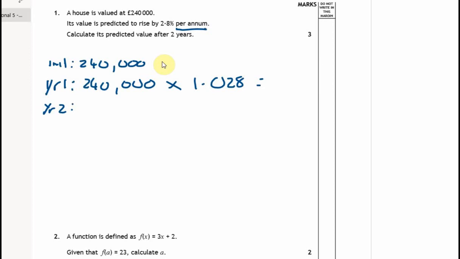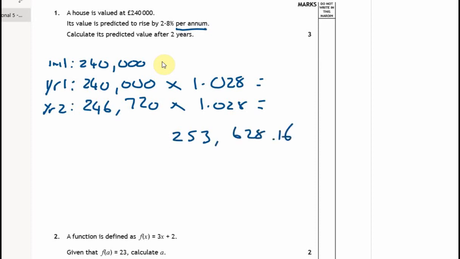So what have we got? 240,000 times 1.028. That's going to give us 246,720. And let's times that by 1.028 again. And that's going to give us 253,628 pounds and 16 pence. Now a lot of people would say, well, that's quite long-winded, isn't it? And they're right. That is not the way I would usually do it. But if you want to think about what's going on, that's what's happening.